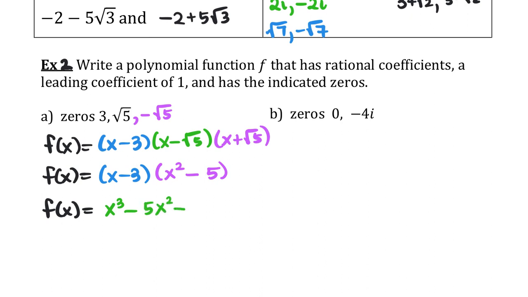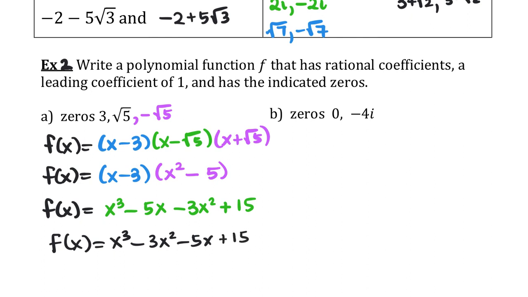I'm going to distribute the minus 3. Minus 3x squared, plus 15. Hold on, that doesn't look right, does it? x cubed minus 5x, so I messed up there. It should have just been 5x. Okay, let me check. Minus 3x squared, positive 15. Okay, this looks good, but I am going to rewrite it in standard form. x cubed minus 3x squared minus 5x and positive 15. Okay, and this does have a leading coefficient of 1, and it has all rational coefficients.